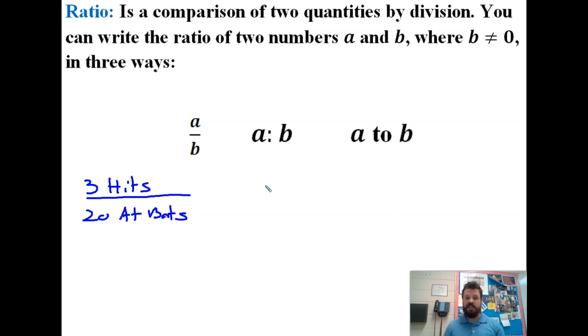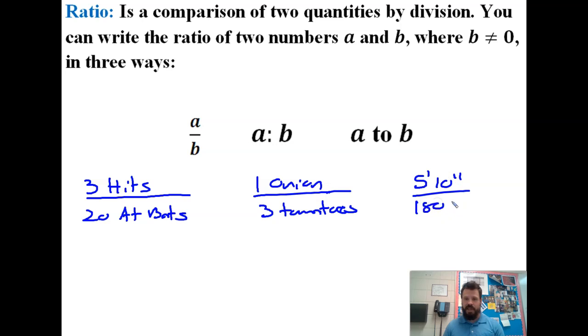Okay, we talk about recipes, and let's say I have a recipe that calls for a ratio of 1 onion for every 3 tomatoes. By knowing that ratio, I'm able to scale my recipe up or down depending on how much of it I want to make. Or we could look at something like my height. Let's say I'm 5'10", like my driver's license says, over 180 pounds. I could look at the ratio of my height to weight, which is essentially what you do when you find body mass index. We can come up with a whole bunch of other ones, but these are all examples of ratios we look at in the real world.